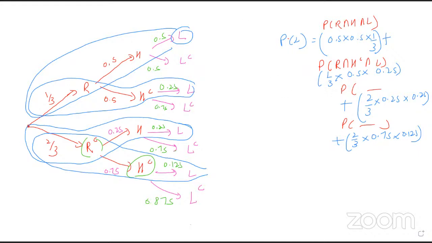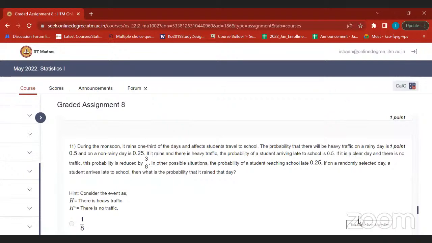So that is the being late part. I think the second thing is also there. What is the probability it rained that day, given the student arrived late? So you have found the probability of arriving late to school. Now you have to find the probability it rained that day.